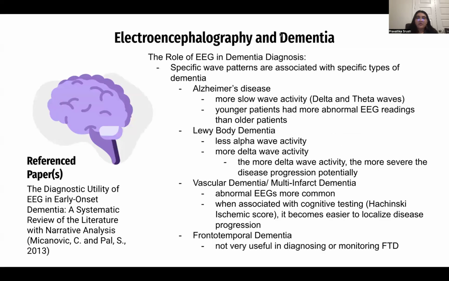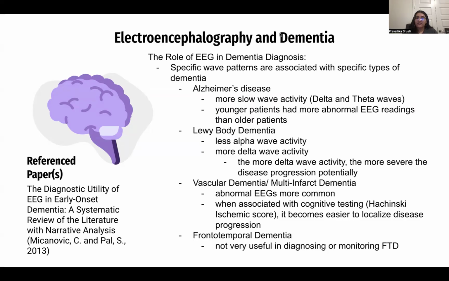Right. And so now I'd like to look at the role of EEG in dementia, and specifically in dementia diagnosis, right? And so the paper we're looking at by Mechanovic and Powell, we've noticed, and again, this is all very broad, but they've noticed that with the use of EEG, there are specific wave patterns that are associated with specific types of dementia. So, for example, they've looked at four different types of dementia here: Alzheimer's disease, Lewy body dementia, vascular dementia, and frontotemporal dementia, right?